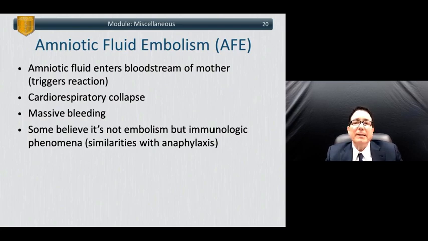Amniotic fluid embolism is a potential complication of pregnancy, and it triggers a significant reaction that can lead to cardiorespiratory collapse, massive bleeding. And a lot of researchers, a lot of publications recently point to the fact that it's not a true embolism, but it's actually an immunologic phenomenon with similarities to anaphylaxis.